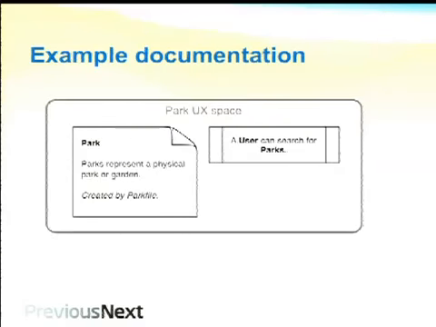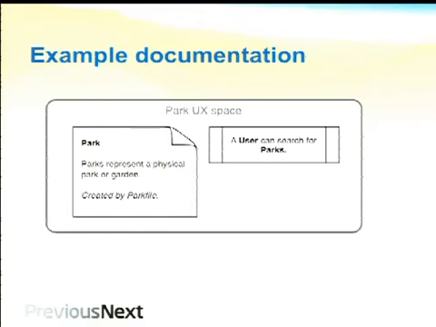Here's an example. We've talked about park life very briefly. And this is a really simple documented UX space for a park UX space. It contains the entity, park. Parks represent a physical park or garden. And a task, a user can search for parks. I'm going to talk more about this example later. This is just to show you what it looks like.